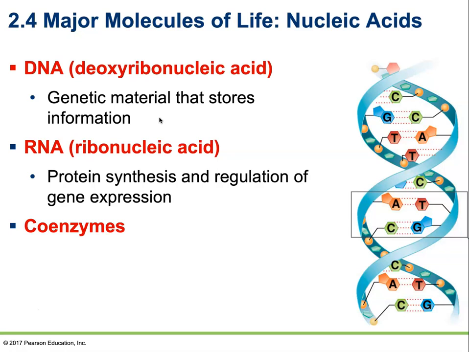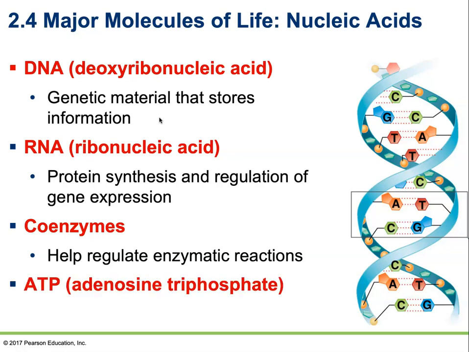Another form of nucleic acids are going to be coenzymes. We've already mentioned that cofactors can be things like vitamins and minerals to help enzymes along. There are also coenzymes that are made up of nucleic acids. These are going to be used to help regulate enzymatic reactions. We're also going to find that a very important nucleic acid is ATP, adenosine triphosphate. ATP is going to be instantaneous energy storage. It says energy storage, but really that's a bit misleading. You can kind of think of carbohydrates as short-term energy.